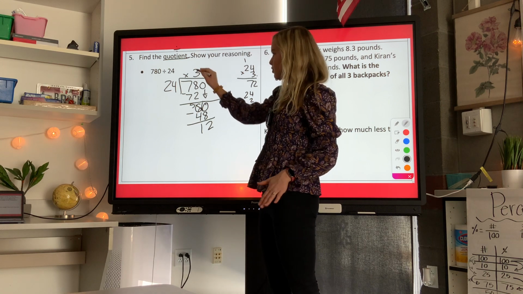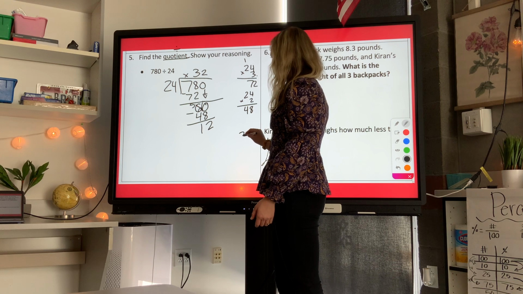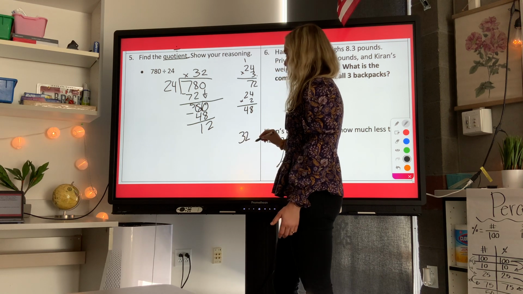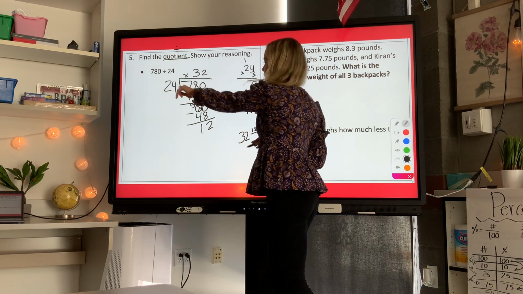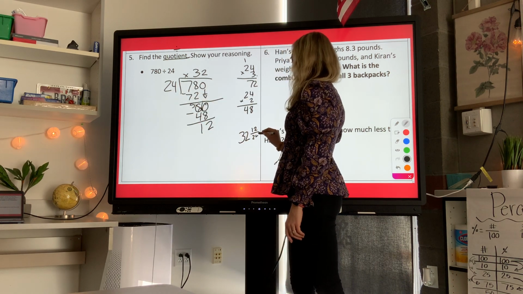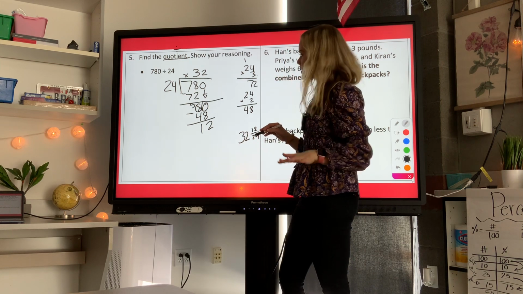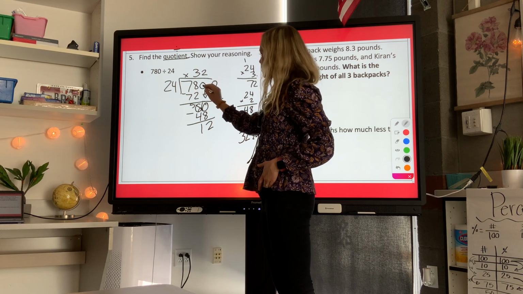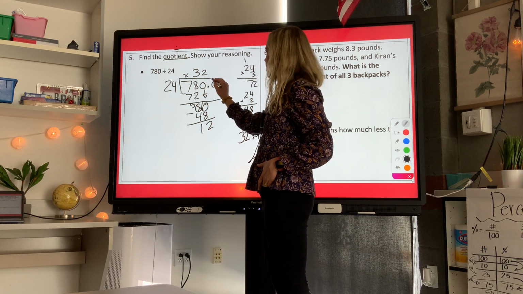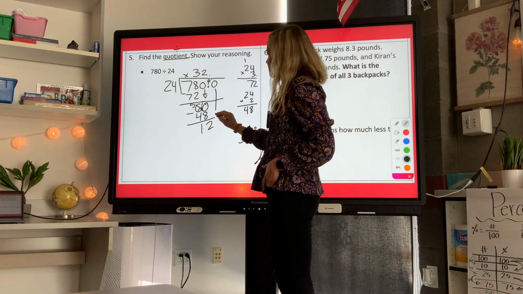So I know my answer is 32 point something, or 32 with a fraction. So my remainder would be 12, and I'm dividing it by 24. So 12 24ths. So that could help me get to the decimal, or I can just continue on. So I'm going to add a 0.0 because 780 is the same as 780.0. So I bring up the decimal, so I know it's 32 point something.